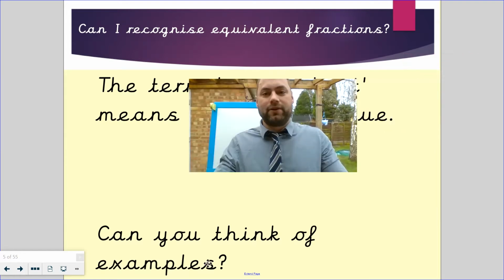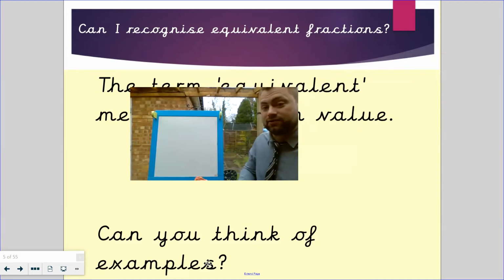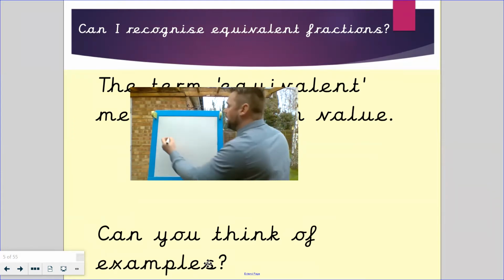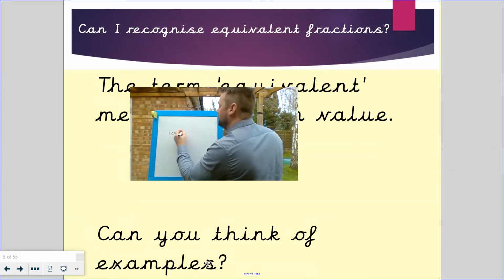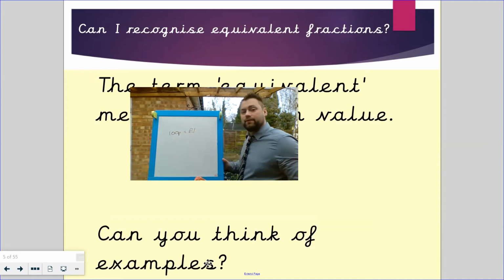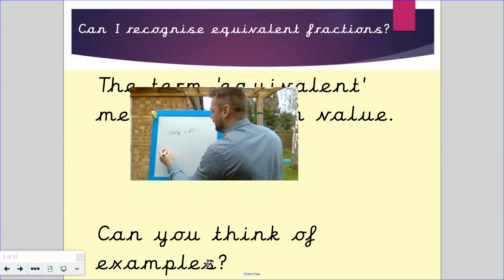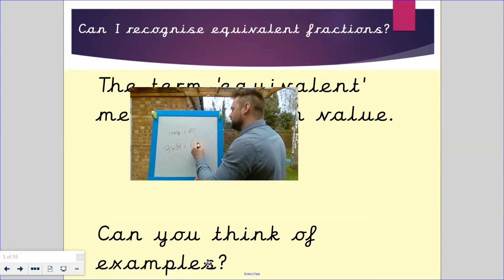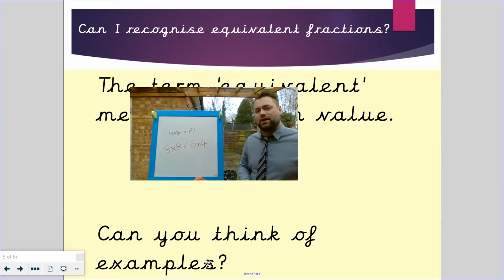Okay, I'm going to make myself a little bit bigger because I did leave some space on the screen for me to write on, but I thought it might be better if I put them up onto the whiteboard for you. So things that we know that are equal. Okay, I know that 100 pennies is equal to £1. Yeah, that's equivalent, isn't it? 100 pennies is equivalent to £1. I also know that 3 times 8 is equivalent to 6 times 4, because 3 times 8 is 24 and 6 times 4 is 24.